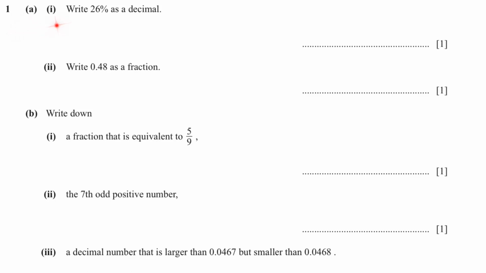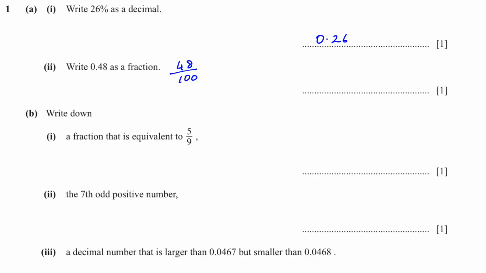Question number 1, A1, write 26% as a decimal. So you just put it in the calculator, it is 0.26. A2, write 0.48 as a fraction. So it's 48 over 100. You can leave it like that or simplify it.